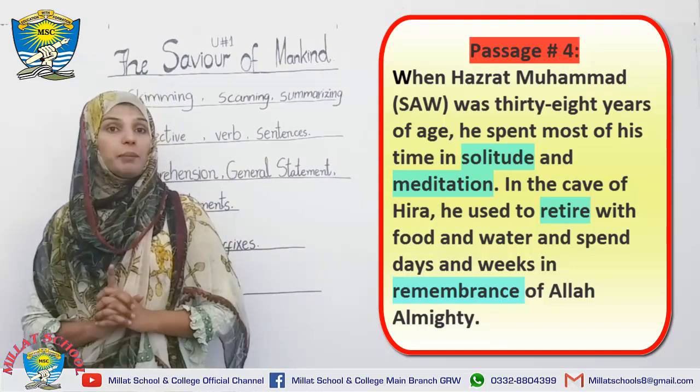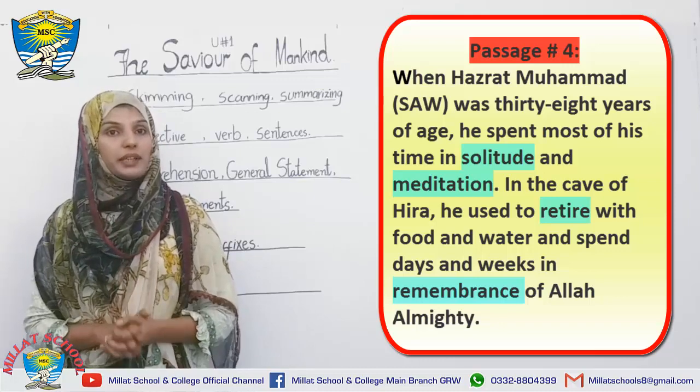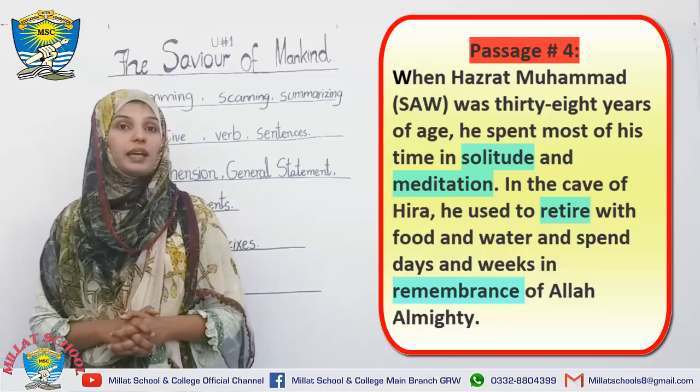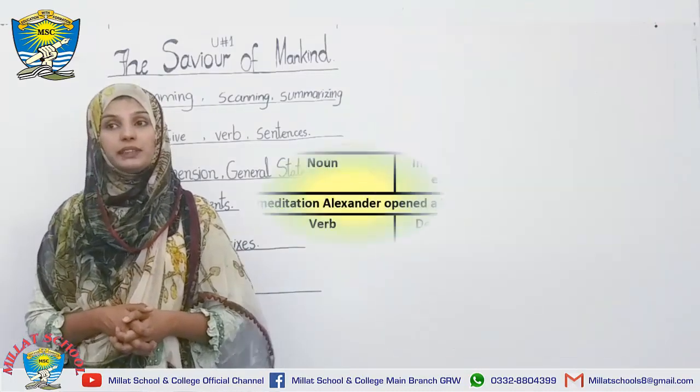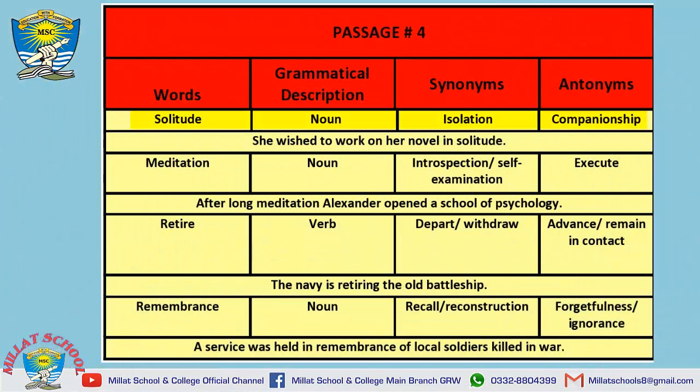Now I am coming towards the second objective of this passage, that we have to pick out some important words from this passage. The first word is solitude. What is the grammatical description of this word? This is a noun, its antonym is isolation, its synonym is companionship, and its sentence is: she went out to work on her thesis in solitude.